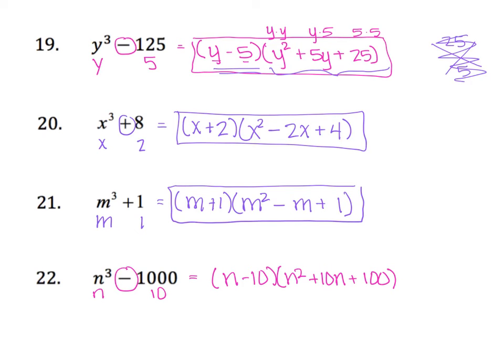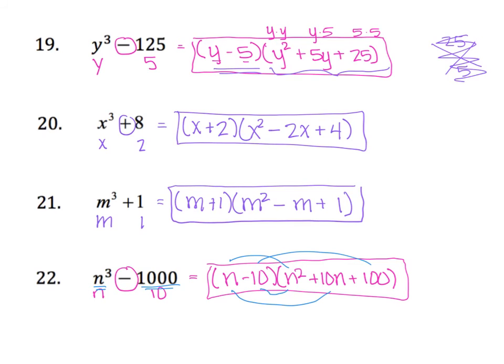And again, double checking when you're done, right? You don't have to show this part, but do it in your head. Make sure n times n squared is n cubed. Make sure negative 10 times 100 is negative 1,000, right? And then just double check quick. Does negative 10n squared and 10n squared cancel out, right? And then those last two.